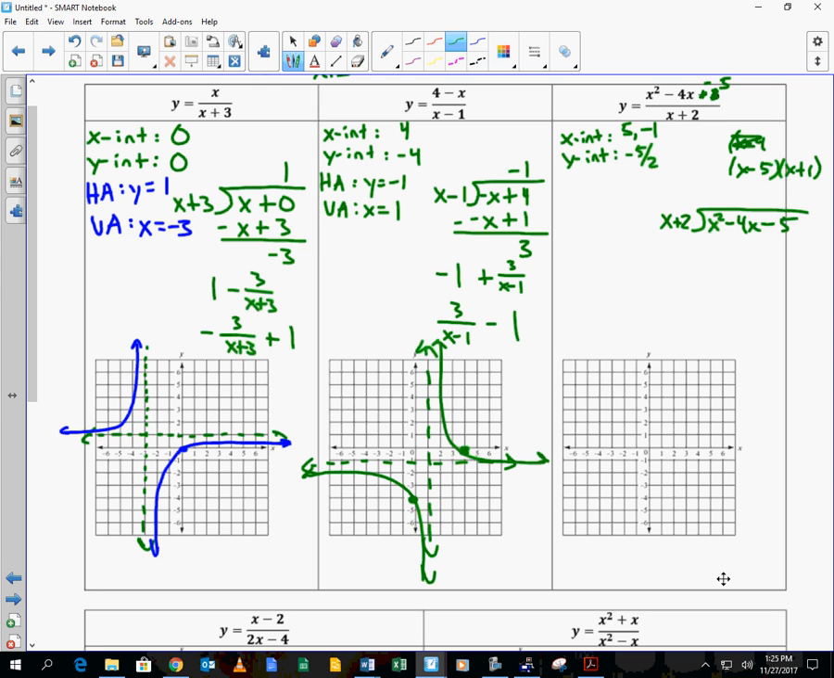What do you multiply x by to get x squared? X. Okay, x squared plus 2x. Subtract. -4x minus 2x. -6x. Okay, drop the 5 or the -5. What do you multiply x by to get -6x? -6. And I get -6x minus 12. -5 minus -12.